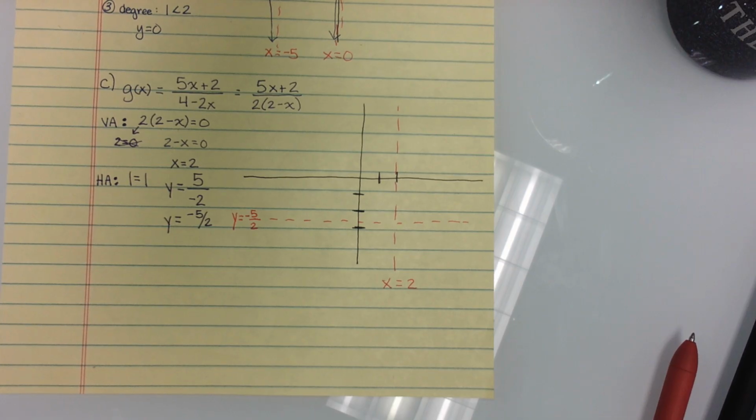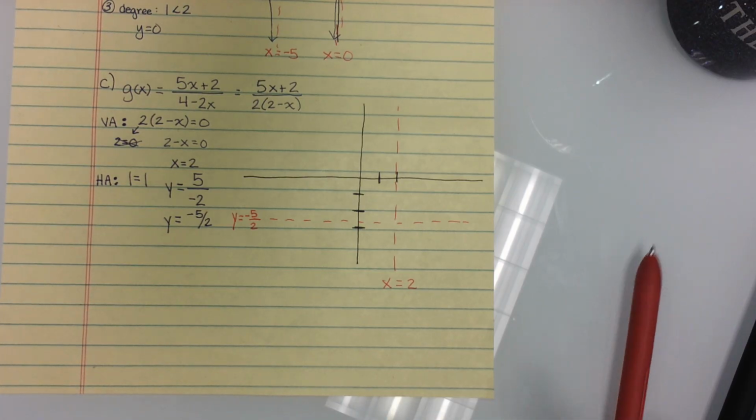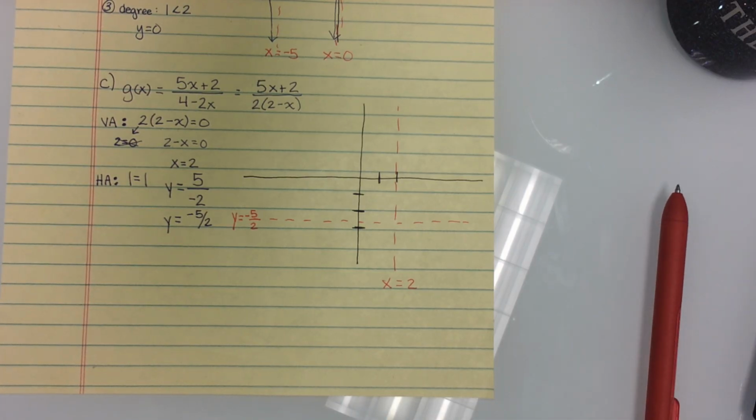Austin, now what? You put it into the calculator. Now, when I put it into the calculator, I have to be picky about how I enter things in. Because if I put 5x plus 2, divide symbol 4 minus 2x, just that, it will give me a linear equation with the y-intercept of 1/2 and a slope of 3. That's not going to help me.